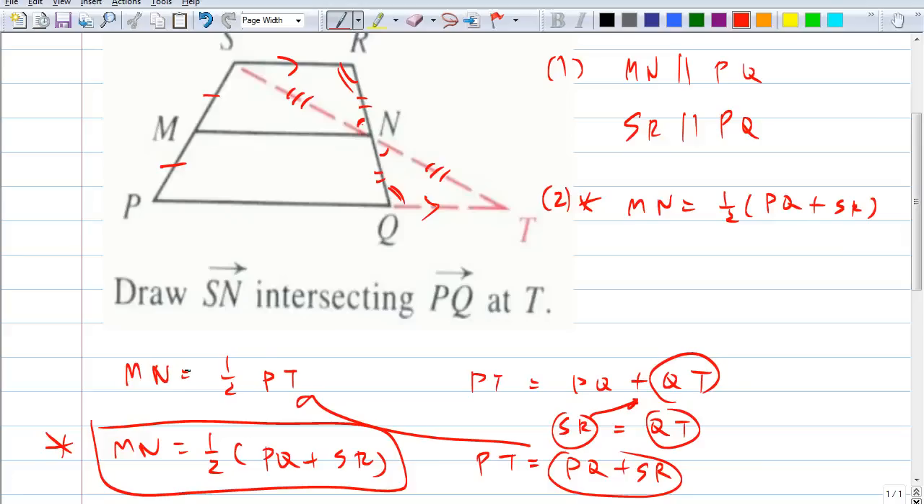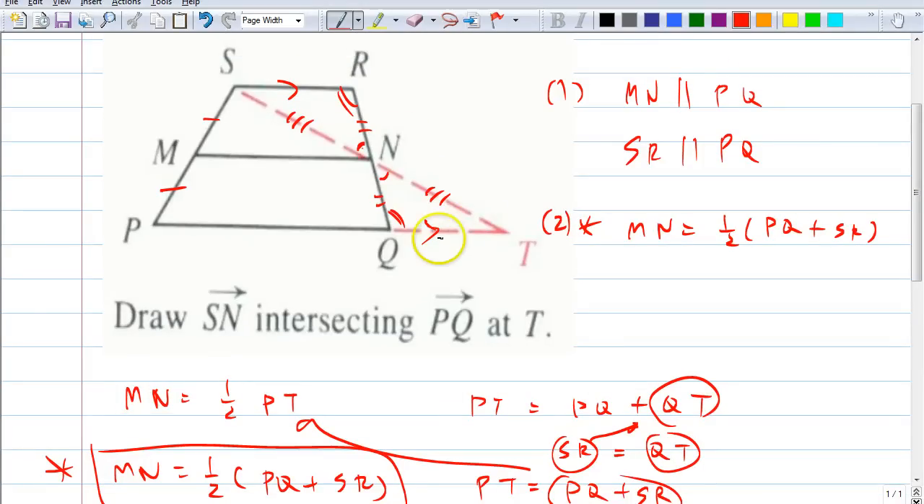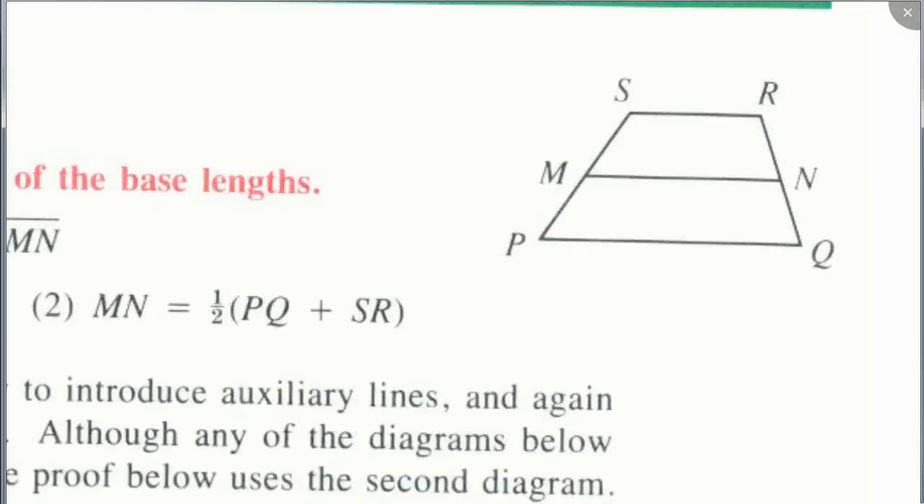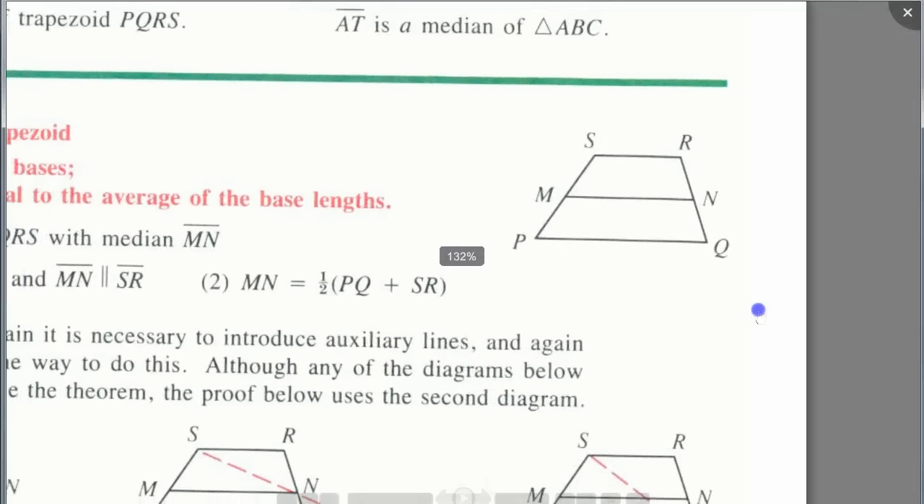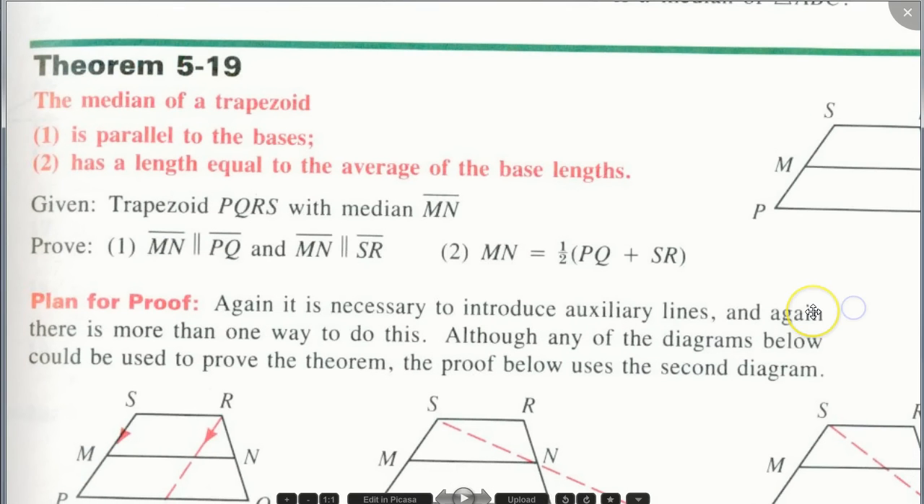Okay, does this make sense, class? Do you see, basically, what's SR equal to? The length of QT, right? Because those are the corresponding parts of congruent triangles. So look, in place of SR, you could just plug in QT here. You see how that works out? Any questions? Do you guys understand the theorem now? Do you see what it says? Any questions? Almost done.